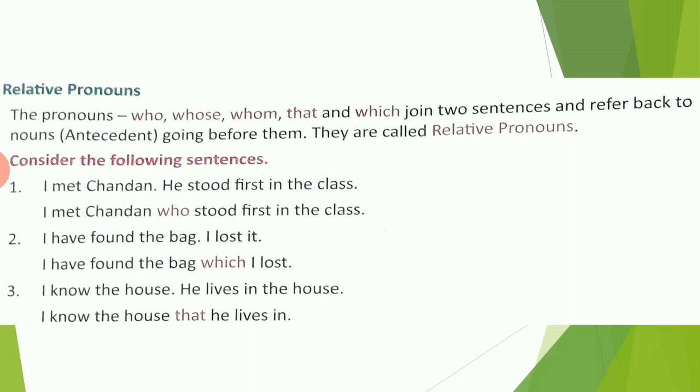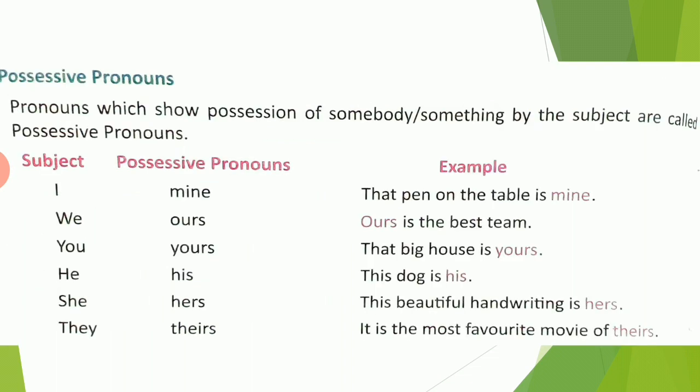Alright. Then we have possessive pronouns. Pronouns, of course, which show possession of somebody or something, or ownership, by the subject, are called what? Possessive pronouns. All right. So here are some examples that you could see yourself. That pen on the table is mine. Ours is the best team. That big house is yours. This dog is his. This beautiful handwriting is hers. It is the most favorite movie of theirs. So over here, possessive pronouns are mine, ours, yours, his, hers, theirs. They are showing what? They are showing possession, ownership of something or somebody, right? Whereas the pronouns I, we, you, he, she, they can only be used as subjects, right? So that is the difference.